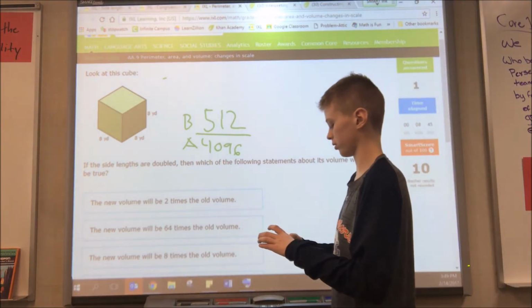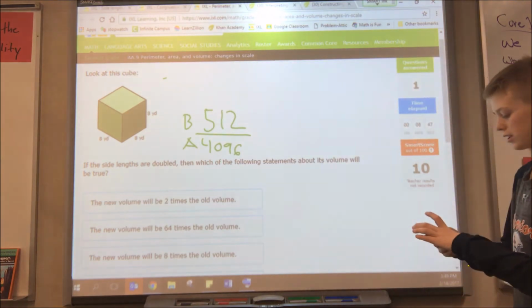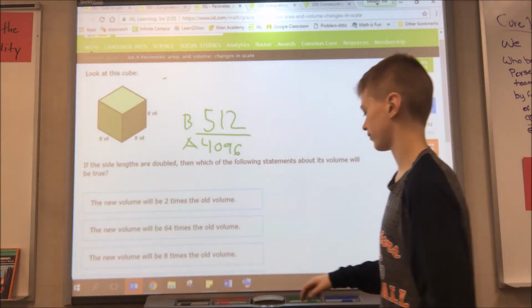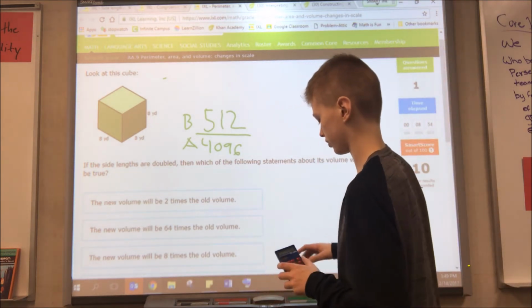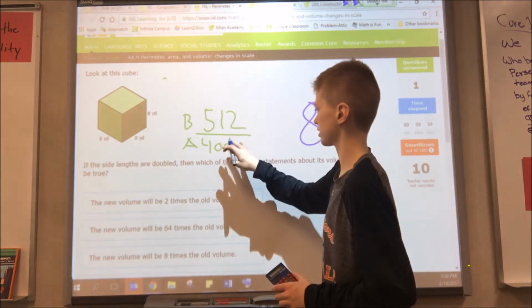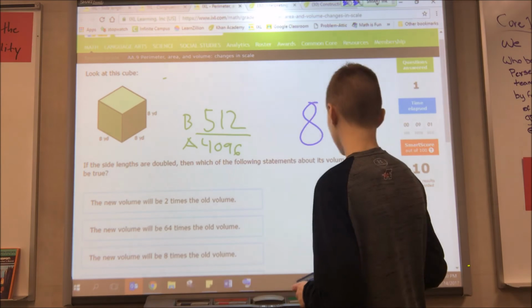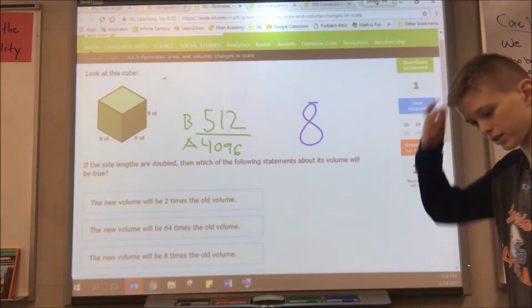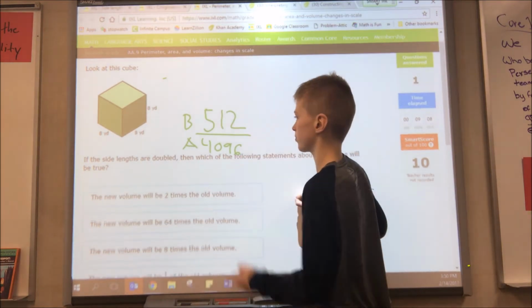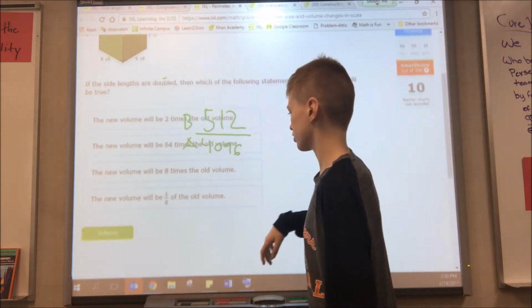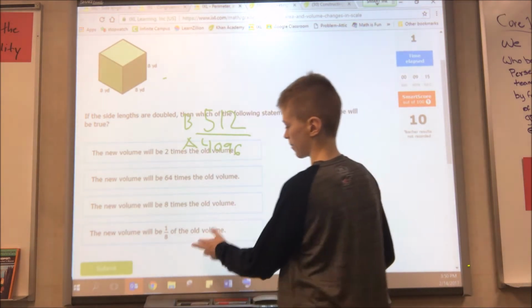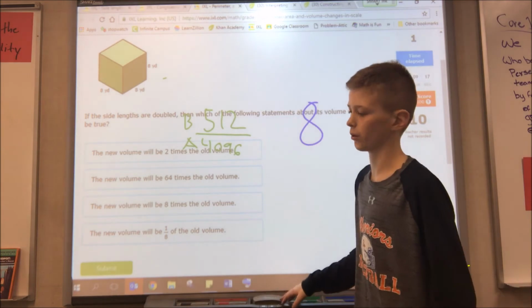4096 divided by 512 equals 8. So this is 8 times more than that, because you're putting 8 more onto it. So it won't be 64, it wouldn't be 2, but it would be 8. And it can't be 1/8 because it can't be lower if it got doubled.